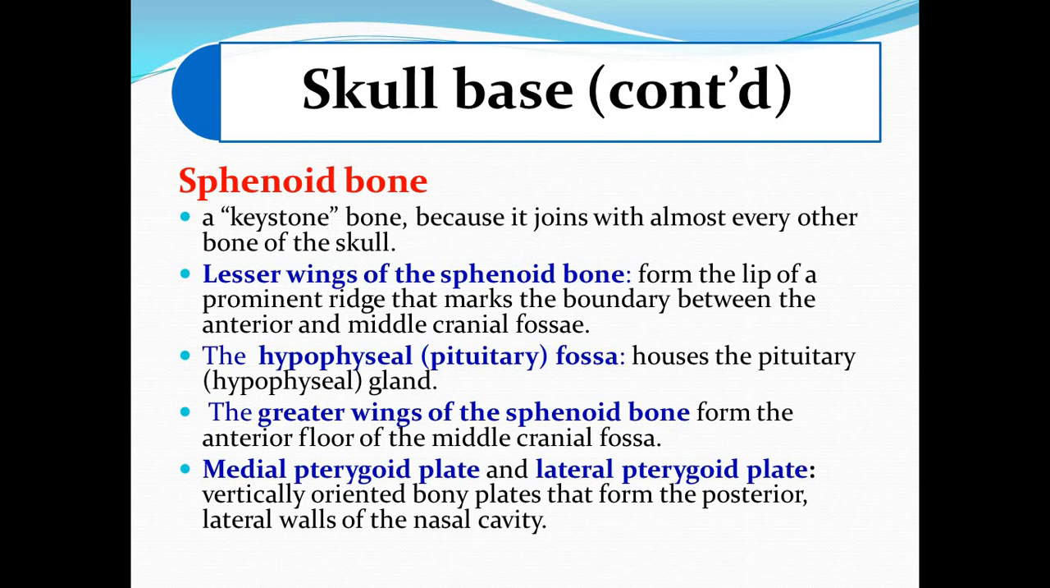The hypophyseal fossa or the pituitary fossa is the house of the pituitary gland. The greater wings of the sphenoid bone form the anterior floor of the middle cranial fossa. The medial and lateral pterygoid plates are vertically oriented bony plates that form the posterior lateral walls of the nasal cavity.